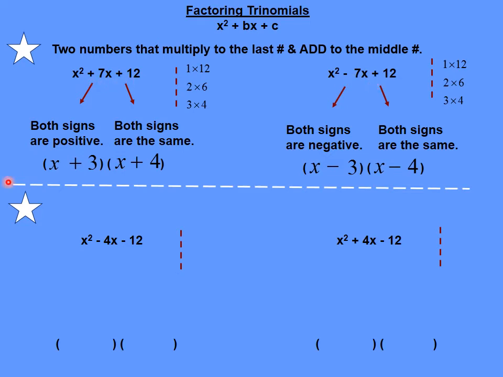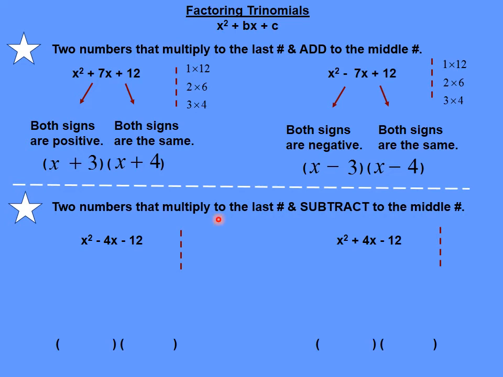Okay, we've got a dotted line here because we're now going to use another rule, and the two rules are highlighted by the stars. This rule is similar, but we're going to be looking for two numbers that multiply to the last number, but this time subtract to the middle number. And why is that? How will we know? We look at this sign again, and it's a negative this time in both cases. So that means look for two numbers that multiply to 12, but subtract to 4 this time. Now in both of these questions we have a 4 as the middle term.